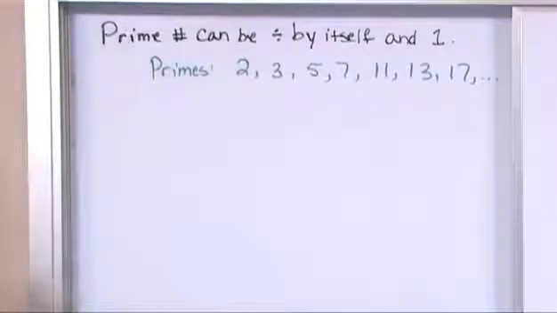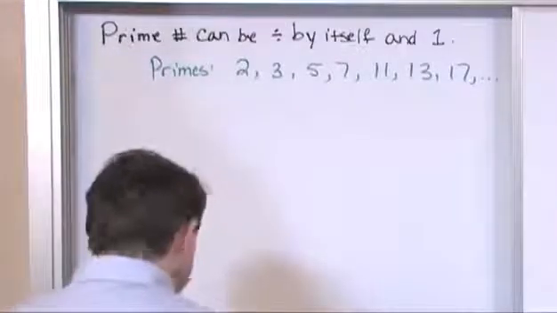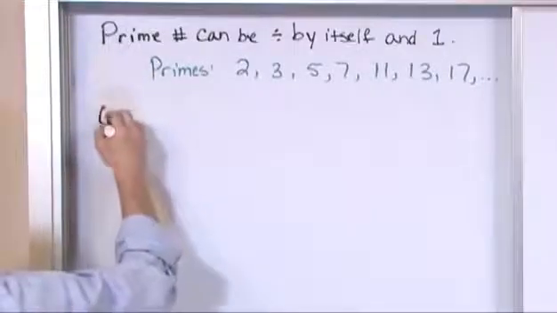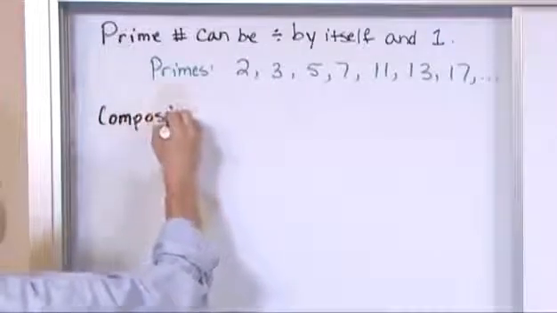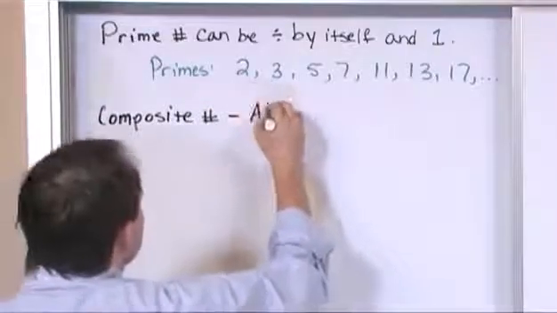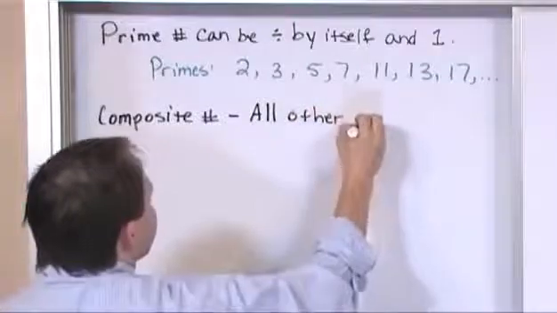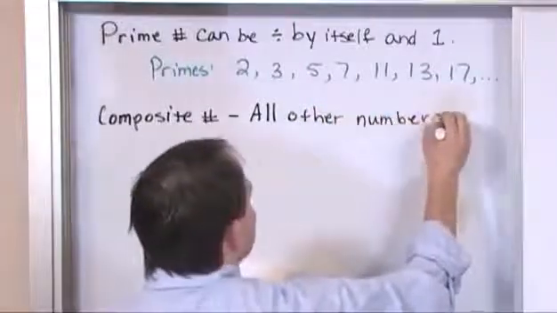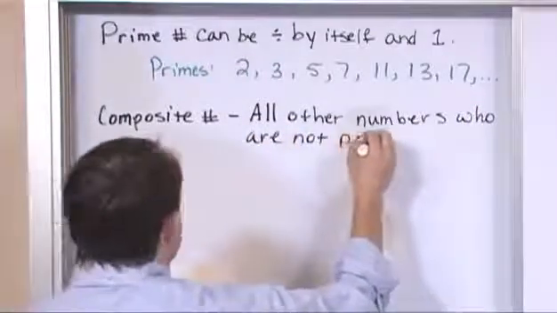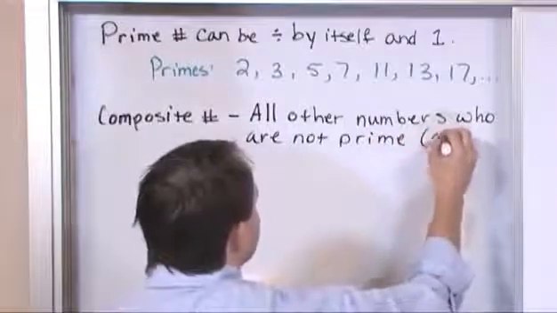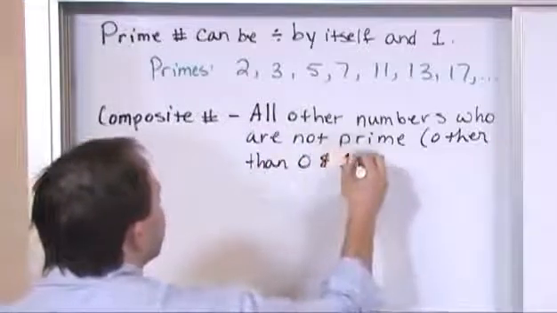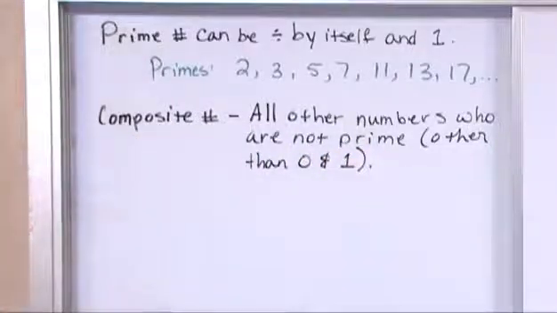All right. Now let me give you another little definition, and that's just because sometimes on a test you might be asked this. So we have prime numbers. Now a composite number. Sometimes you might see that in a book. So what is a composite number? It is simply all other numbers who are not prime other than 0 and 1. So basically we divide the world up into two kinds of numbers in this section.